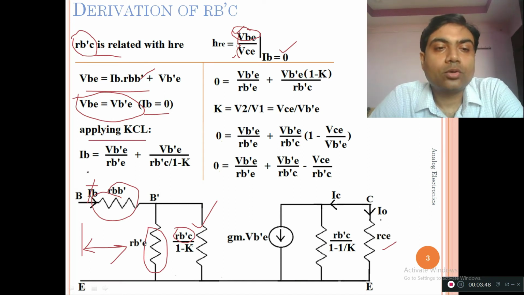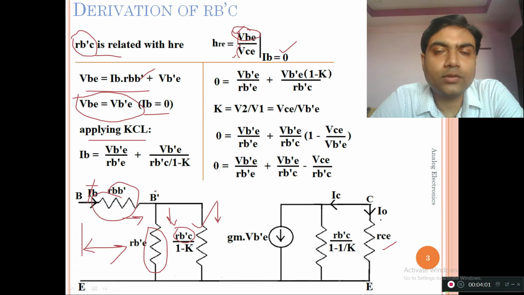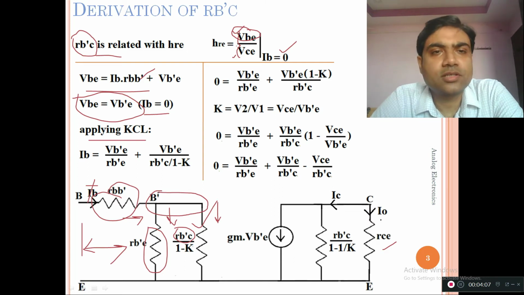So what is the KCL equation? IB is the input current, and it gives me two values, one of which is the output current. Applying KCL, and these two nodes are again short circuited because no resistance is present, I can say that IB equals VB'E upon RB'E. This is the first equation.